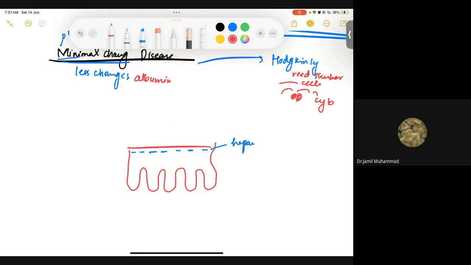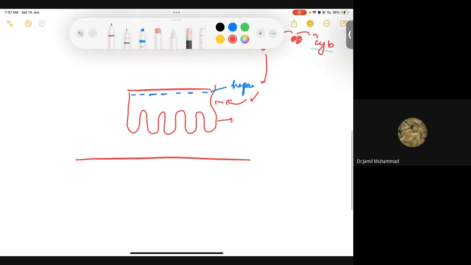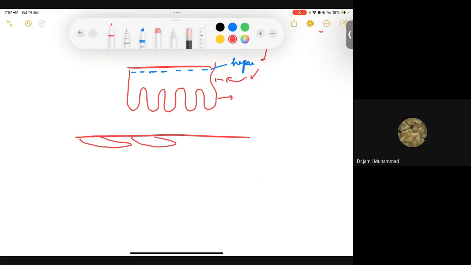So these cytokines, when released into your blood, are going to go into your kidney, into the filtration barrier, and these cytokines are going to lead to effacement of the podocyte processes. So what do I mean by effacement? These podocyte processes, which were initially foot-like processes, are now going to become effaced.